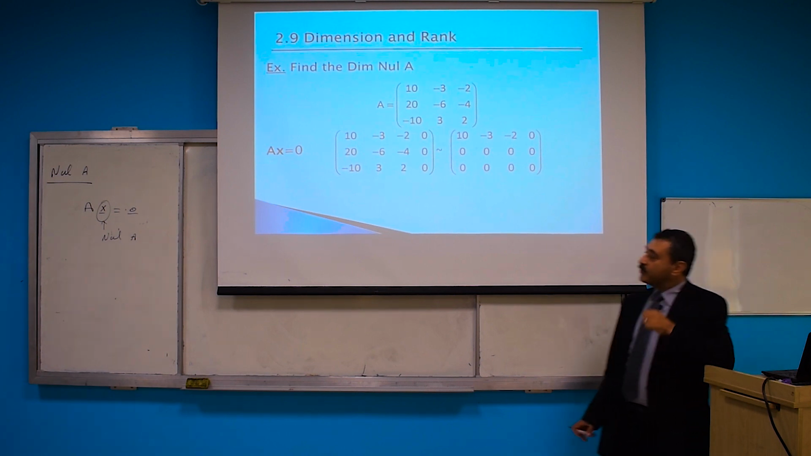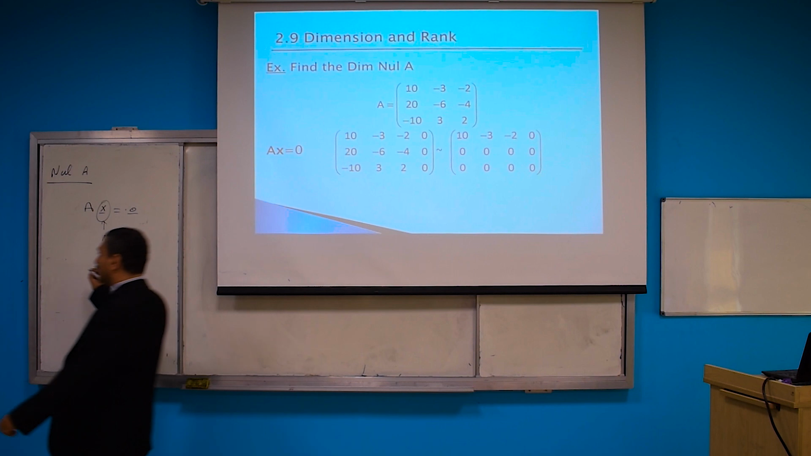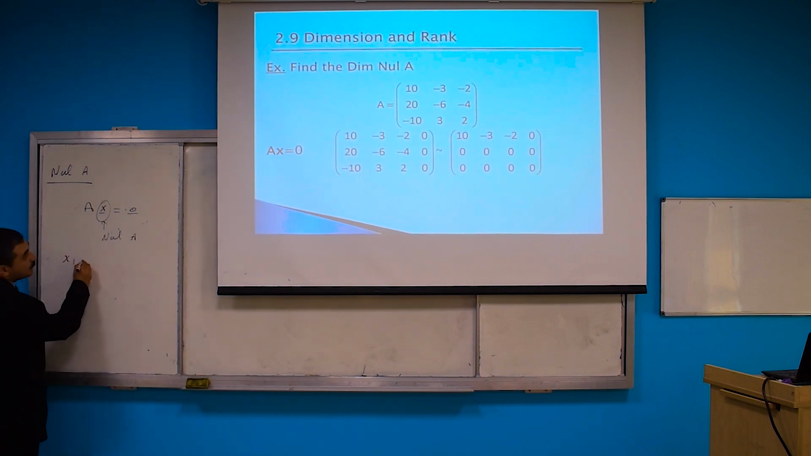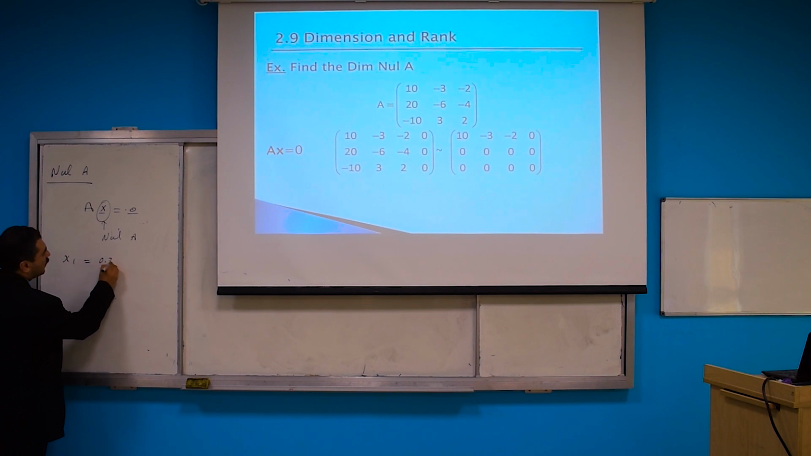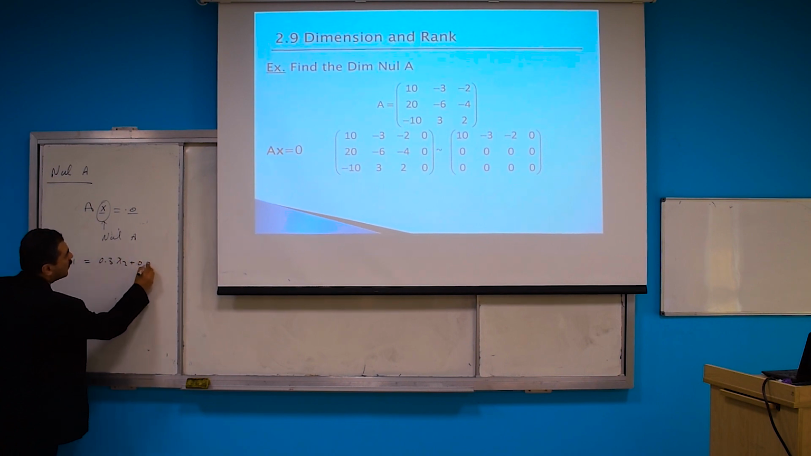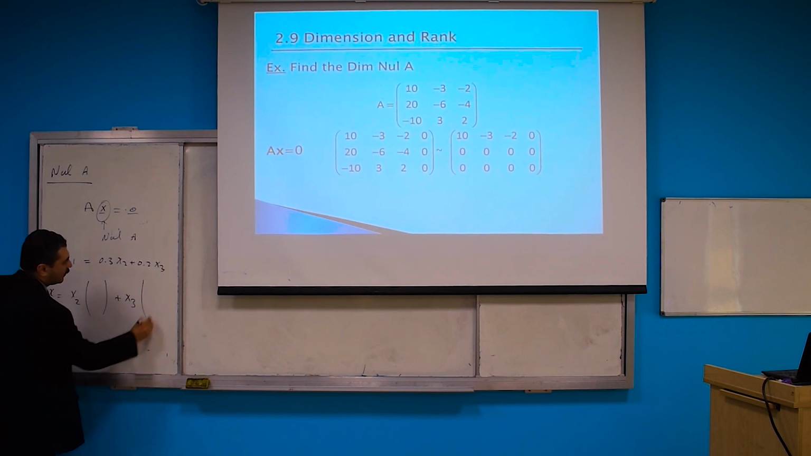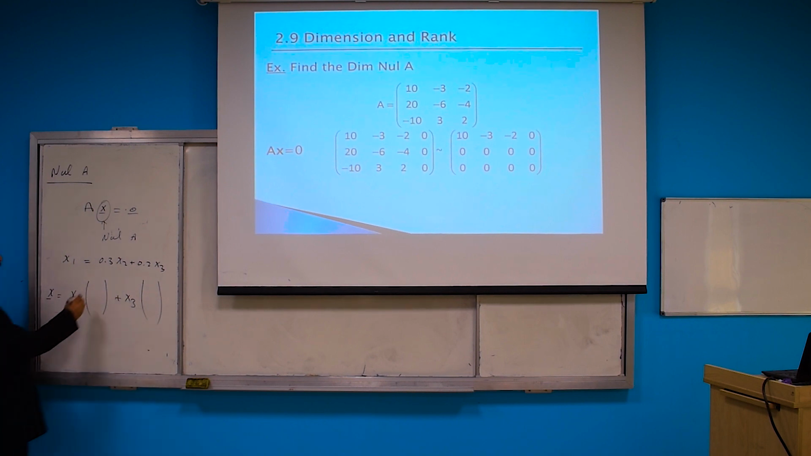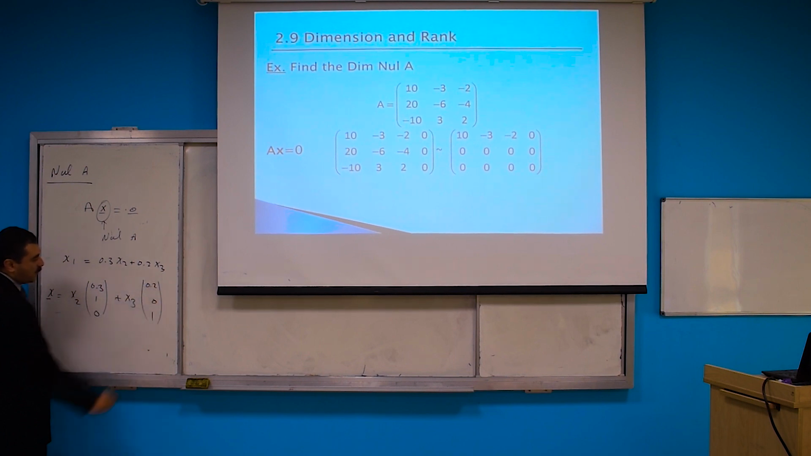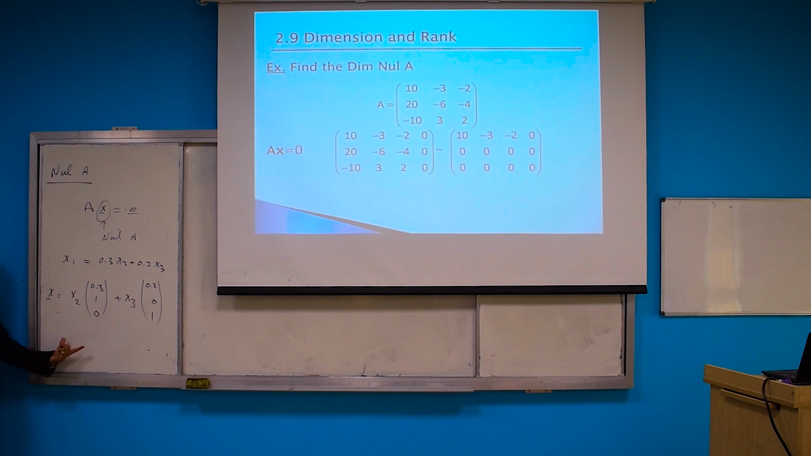After reduction, you will get this reduced system, and then you write the pivot variables in terms of the free variables. So we'll have x1 equal to... Right. So we write it in vector form, x equal to... This guy is the null space of the matrix. Okay?